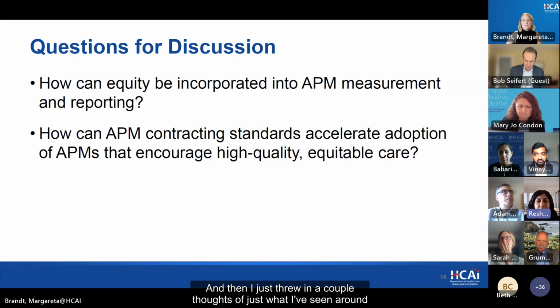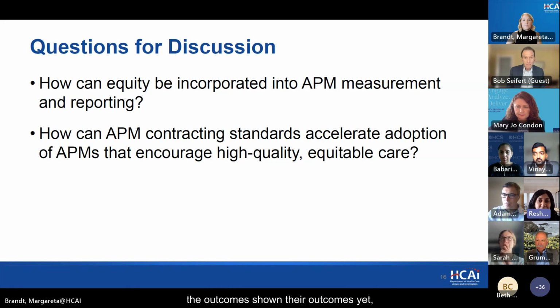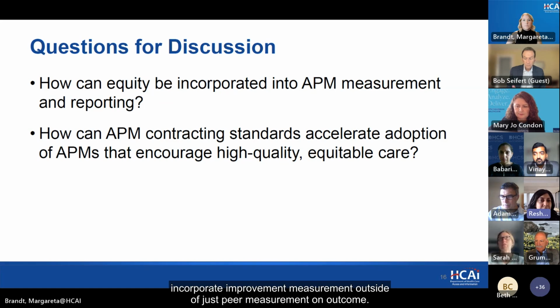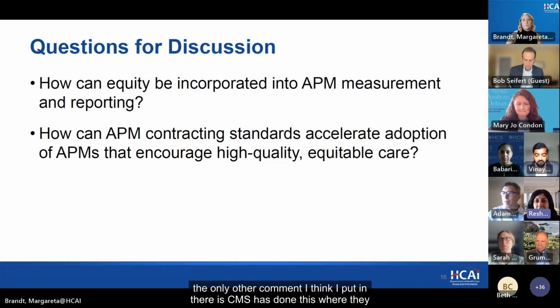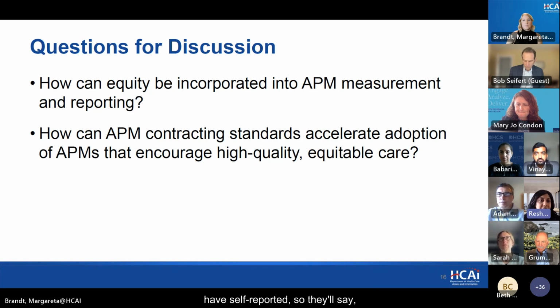And then I just threw in a couple thoughts around some of these barriers, and it's not necessarily saying other APM programs have shown their outcomes yet, but it's just what I've seen other groups jump onto. One is thinking about how we incorporate improvement measurement outside of just peer measurement on outcome. And the only other comment I put in there is CMS has done this where they have self-reported. They'll say, here are some areas that we want everyone to work on, but you're allowed to self-identify a population that's relevant to you. And that gets incorporated.